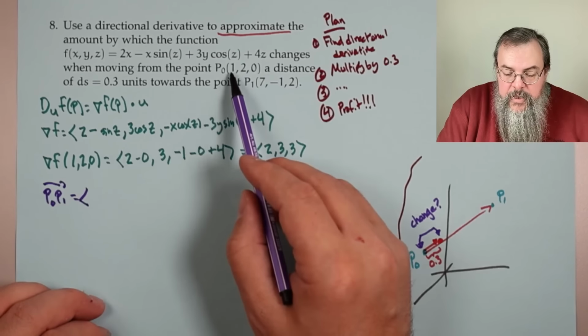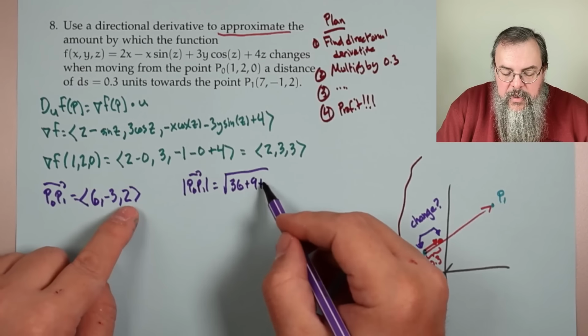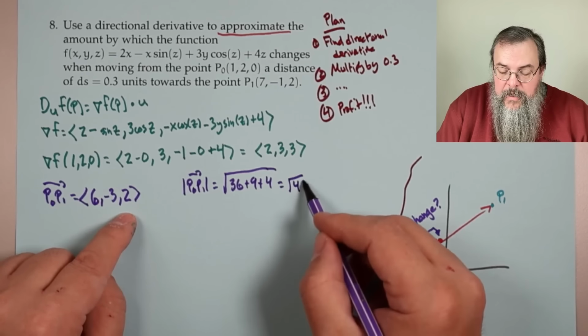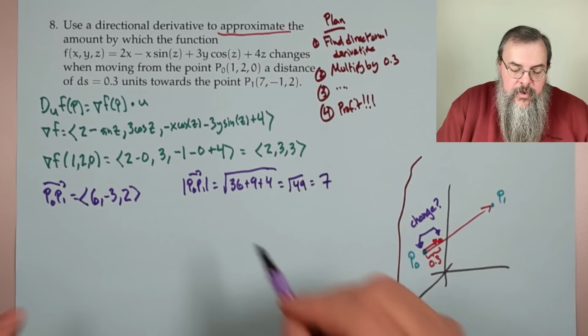Now, that vector is not a unit vector. The entries are way too big. Gotta make them small. So, we're going to figure out how big is this vector. We're going to find its length. So the vector P0, P1 has length square root 36 plus 9 plus 4. So we're just doing a squared, b squared, c squared. Square root of 49, that's 7. So our unit vector is 1/7 times the vector 6, minus 3, 2.